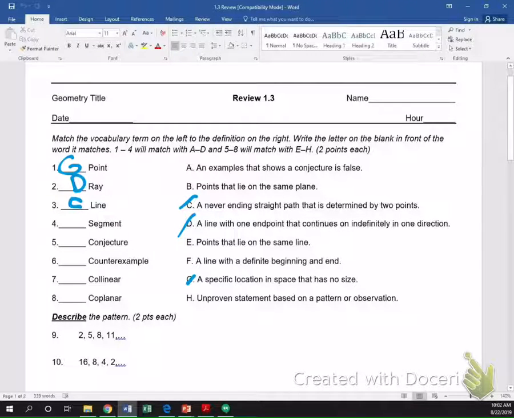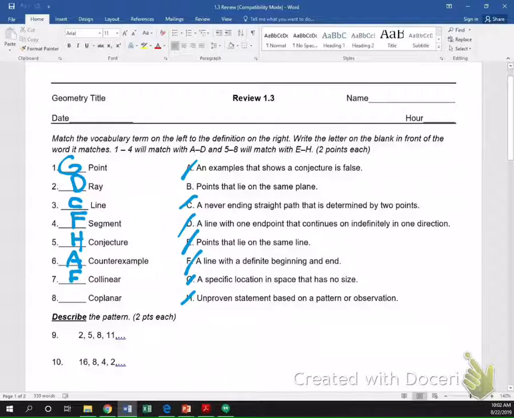Ray is C. Ray is D, line is C. Segment has two endpoints, good. Conjecture, H, good. Counterexample, A, shows that it's false, good. Collinear, B, same line, no, E, sorry.